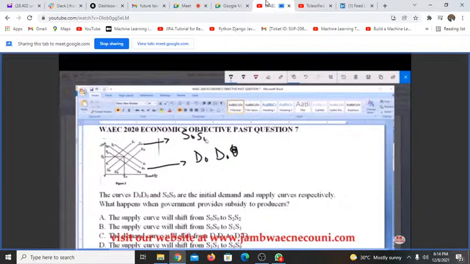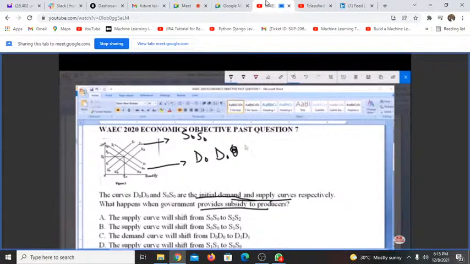Now, we are asked, these two lines we have located, these curves we have located, we are told that these are the initial demand and supply curves respectively. Now we are asked what happens when government provides subsidy to the producers.